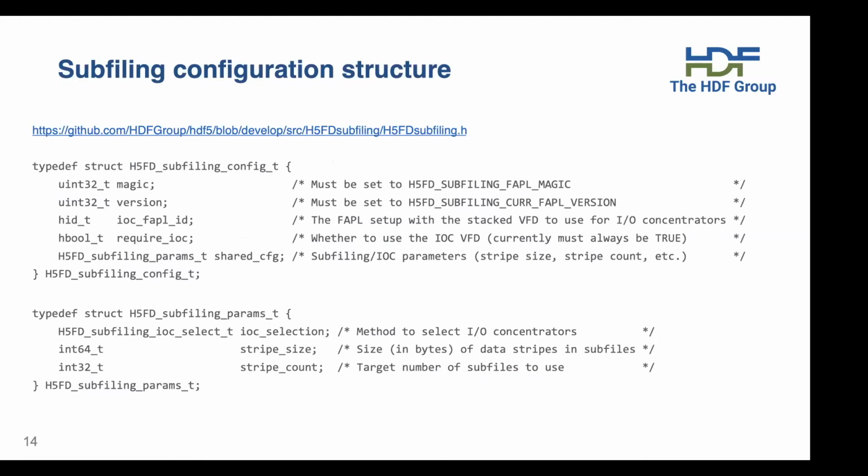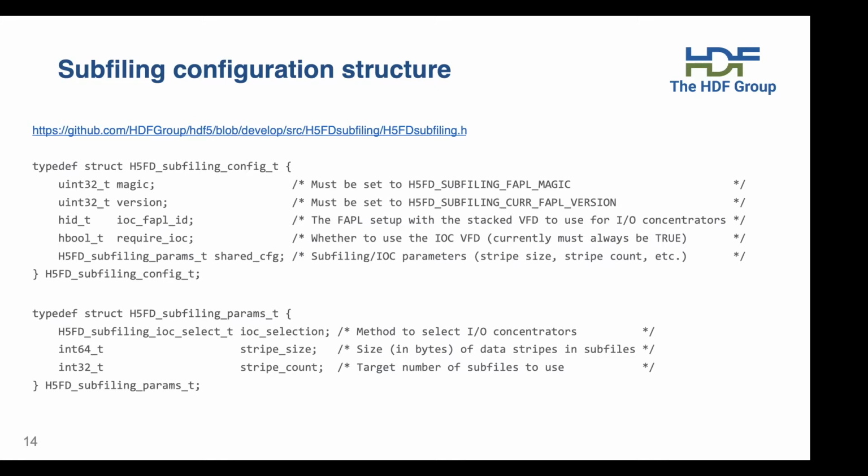So here's what the configuration structure for the VFD looks like. The first few fields in it are pretty boring. The magic and version fields just have to be set to these predefined constants. And then the IOC FAPL is a file access property list that's used for the IO concentrator VFD. And this require IOC field always has to be set to true.